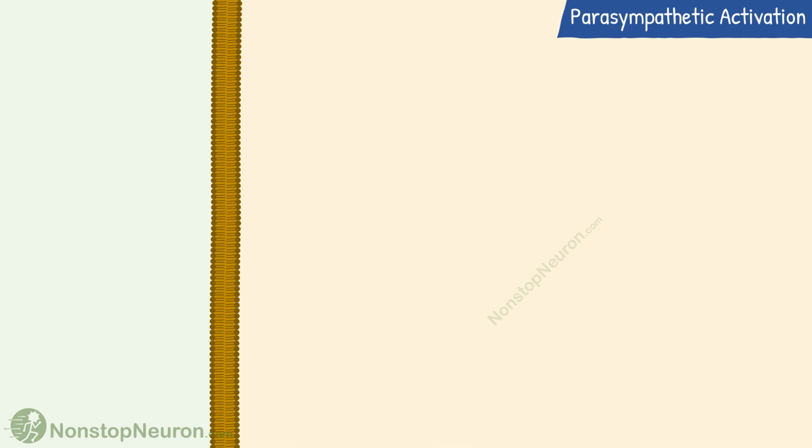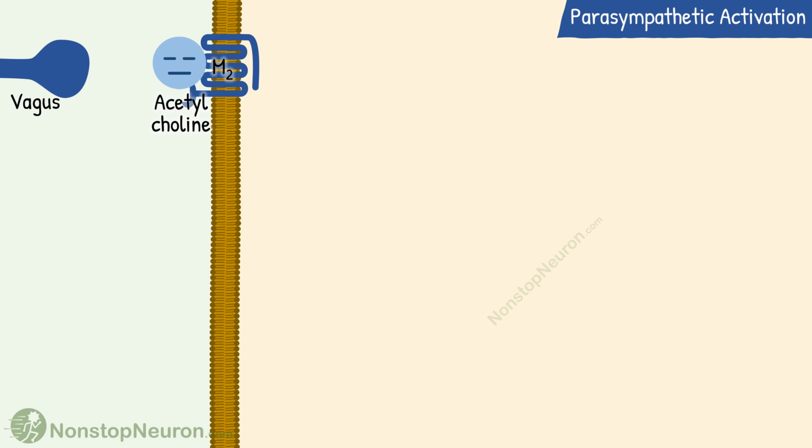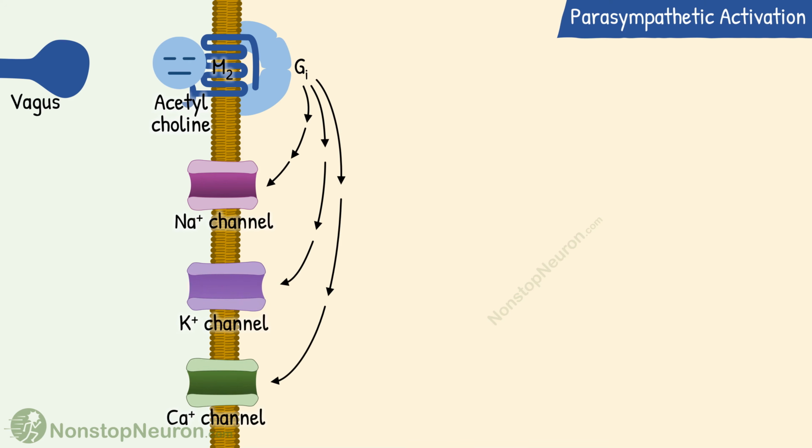First, the effect of parasympathetic activation. Parasympathetic innervation to the SA node comes via the vagus nerve. Its endings release acetylcholine. The acetylcholine acts on M2 receptors on the membrane of SA nodal cells. M2 receptor is a Gi protein coupled receptor. Its activation triggers many events that eventually decrease heart rate. Let's see these effects one by one.